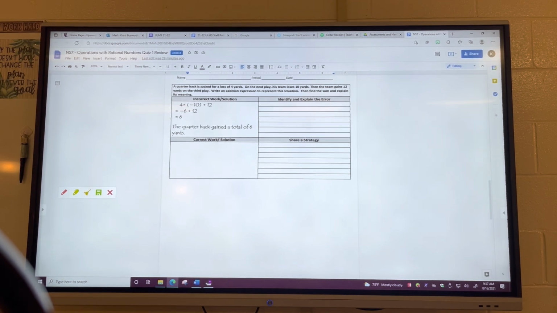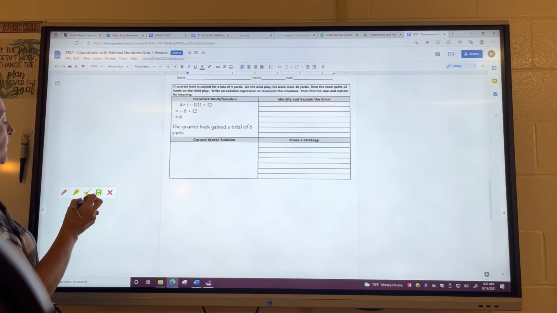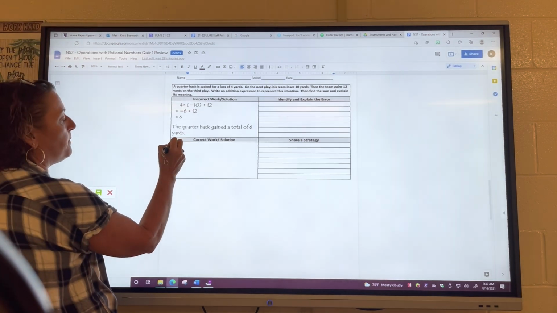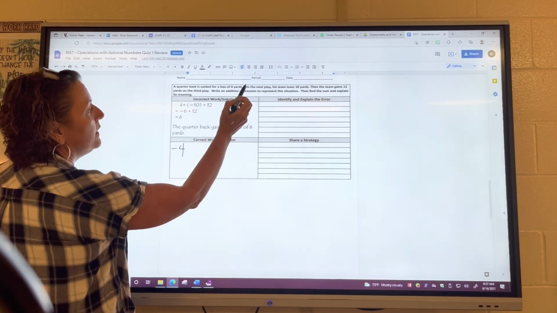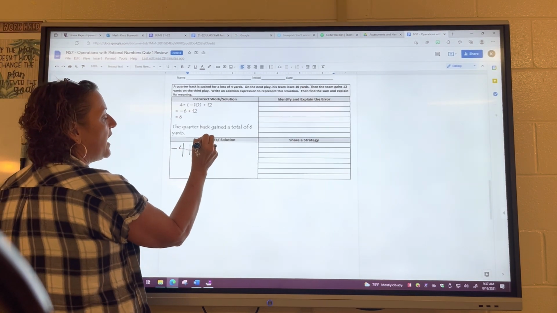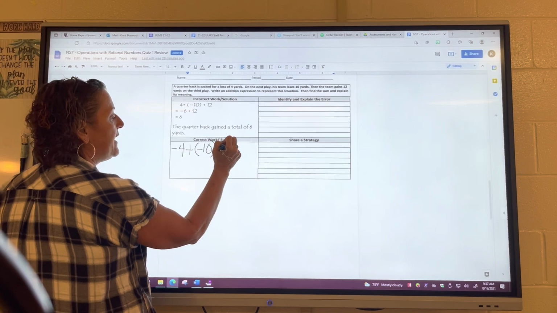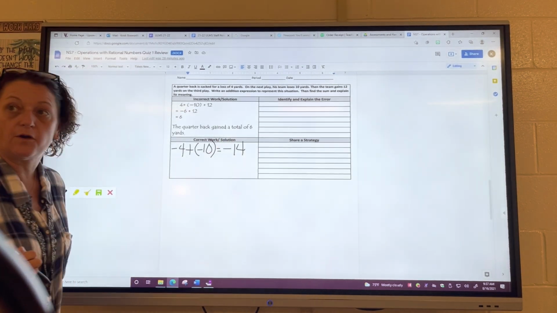Okay? So first thing you do, ignore everything, pretend nothing's there, and do your own work to start with. Okay? So that's what we're going to do real fast. A quarterback is sacked for a loss of 4 yards. A loss of 4 yards is going to be a -4, right? On the next play, his team loses 10 yards. So that's going to be a -14. Do you agree?